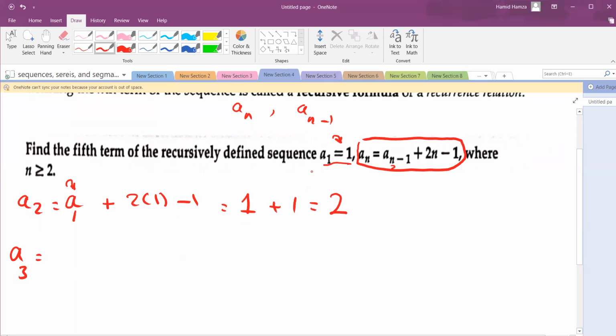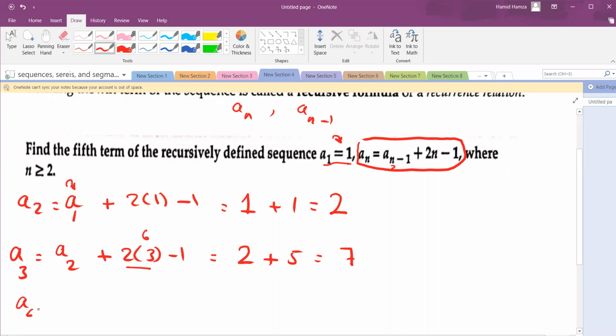If you put 3 here, it will be 3 minus 1. So it will be a2 plus 2 multiplied by 3 minus 1. a2 is 2, so I replace a2 by 2. It will be 2 plus 2 multiplied by 3 is 6, 6 minus 1 will be 5, so plus 5. It will be 7.